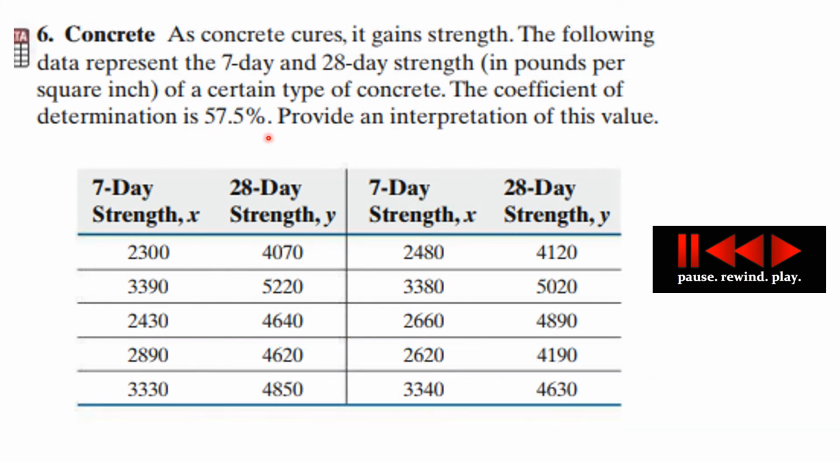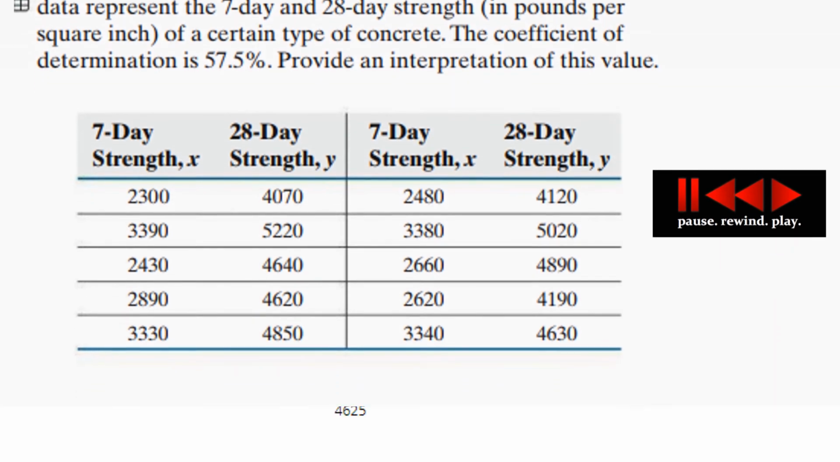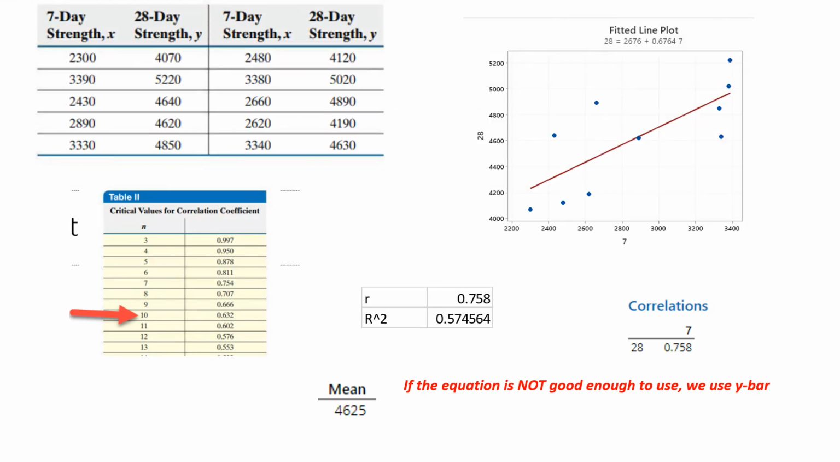Here's another problem. As concrete cures, it gains strength. So here's some data. This is the 7th day strength. This is the 28th day strength. You know what to do. Let's see how you do. Okay, well, we could do many things. We can do a scatter plot. We can find the least squares line that I found up here. I'm calling that 7 and 28 respectively. You can find the correlation coefficient here, and you can find what happens if I square the correlation coefficient.